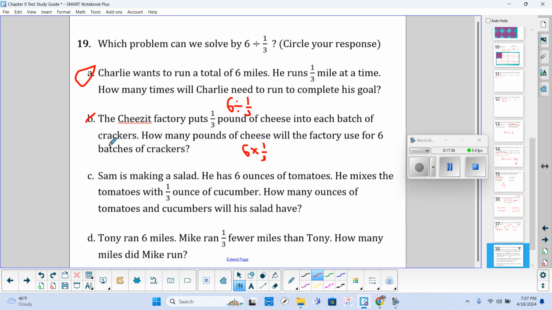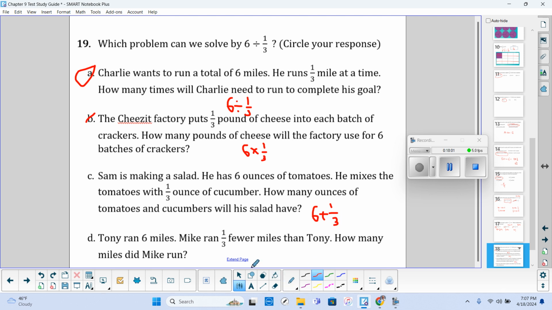Answer choice C. Sam is making a salad. He has 6 ounces of tomatoes. He mixes the tomatoes with 1/3 ounce of cucumbers. How many ounces of tomatoes and cucumbers will his salad have? Well, this is an addition problem. This is 6 plus 1/3, so that one's not going to match the expression up there.